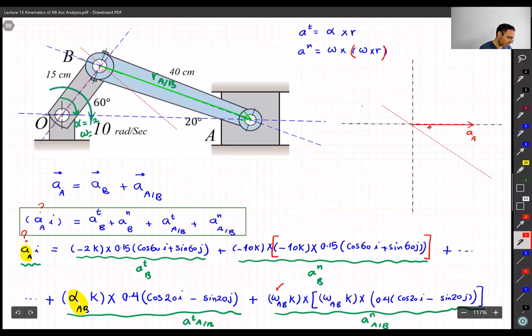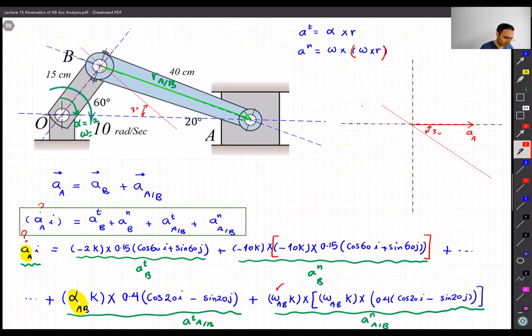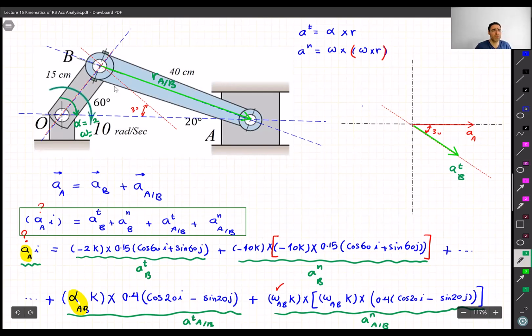So if I draw that line over here, and this angle is 30, because this angle is 30, then okay, this has to be my AT. B. Remember, when a point is moving on a circle, right? Point B is moving on a circle, rotating on a circle. So the tangential component is a line being tangent to that circle.